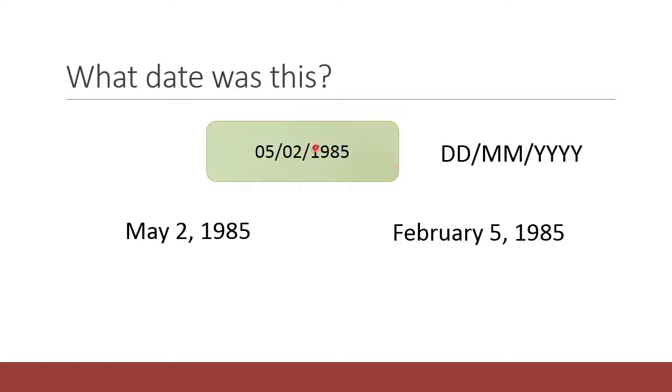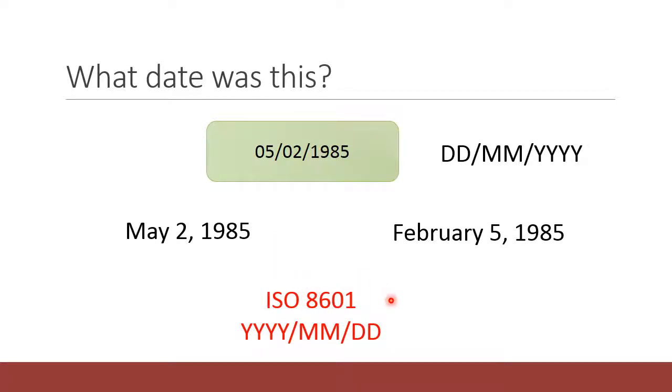So, when we talk about the date, it's important to tell the format that you're using. In this case, we're using day, month, and year. So, the appropriate date was May 2nd, 1985.